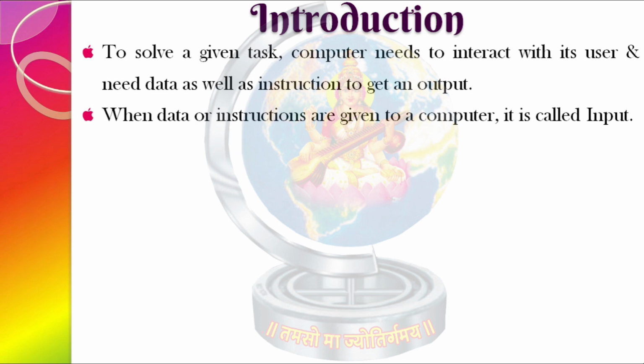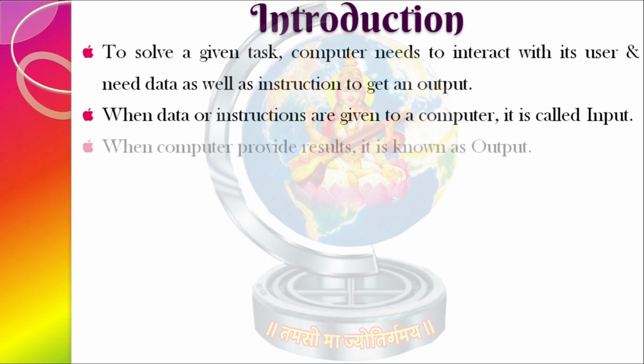And according to that the computer will work. So if we want to define the word input in the easiest way, when any data or instruction is given to the computer, not only computer but all electronic devices, that is considered input, meaning we are providing input to that device. Based on that input the process is carried out, and after the process the result we get is considered the output. So here it is defined that when the computer provides a result, it is known as output.